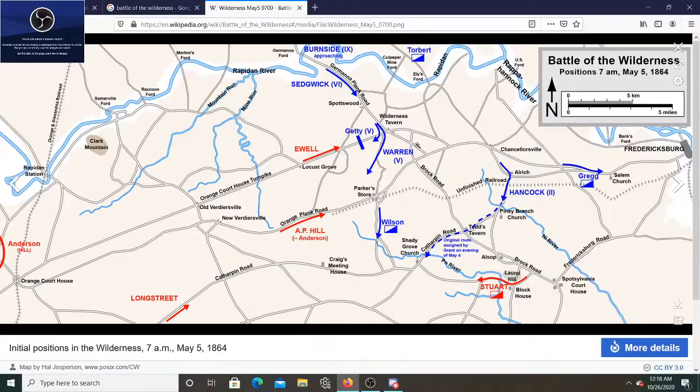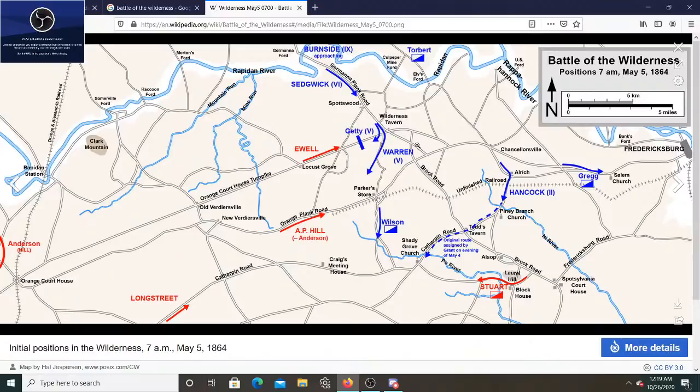So anyway, the Wilderness is the beginning of the long and bloody Overland Campaign, which will see the Army of the Potomac essentially be destroyed as an offensive fighting force. But Lee's army is just weak enough that they can't fully take advantage of it, leading to the stalemate at Petersburg. Anyway, you got any thoughts on the Wilderness?